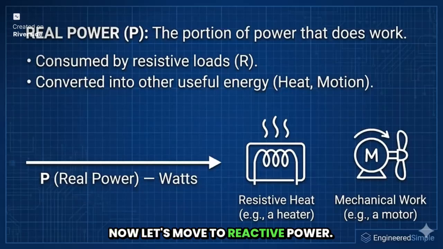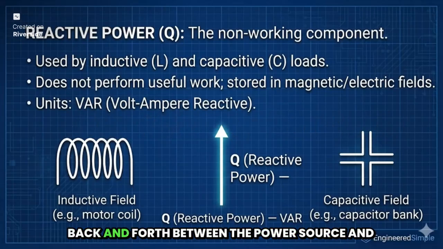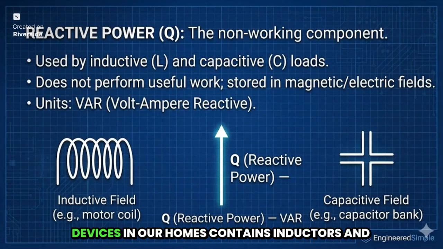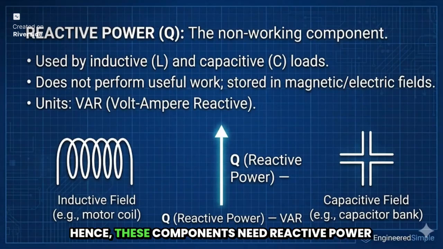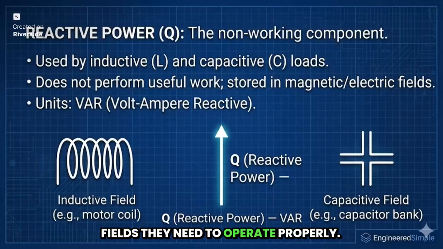Now let's move to reactive power. The reactive power is the power that flows back and forth between the power source and reactive components such as what? Your inductors and your capacitors. Don't forget, many electrical devices in our homes contain inductors and capacitor components. Hence, these components need reactive power to establish the electric or magnetic fields they need to operate properly.